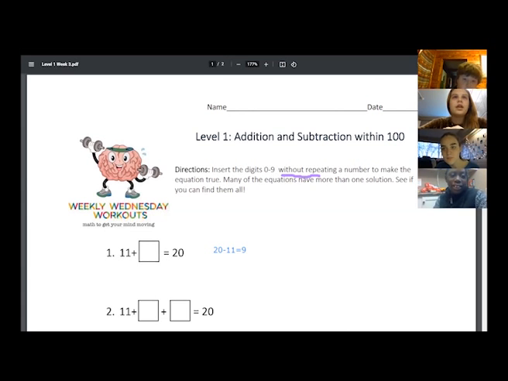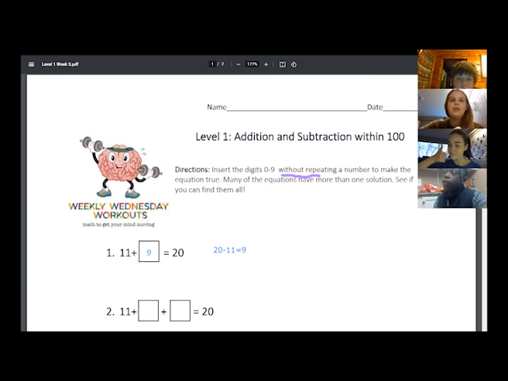So 11 plus 9 is going to give us 20, and 20 minus 11 is 9. Keep this in mind when you're solving these: you can always subtract one of your numbers from your sum to help you find the missing number. So, do y'all want to try and work number 2 by yourselves?